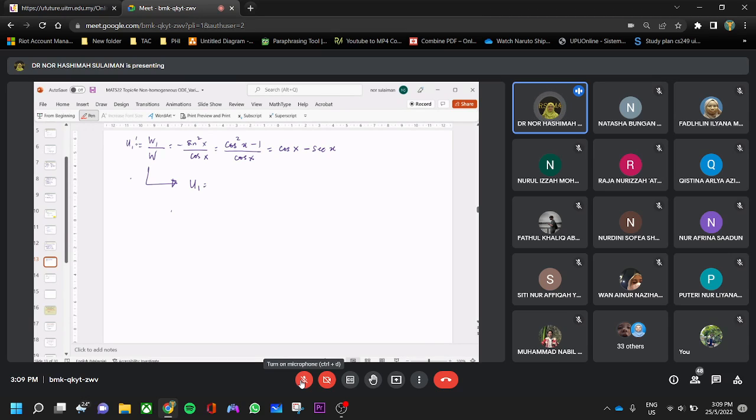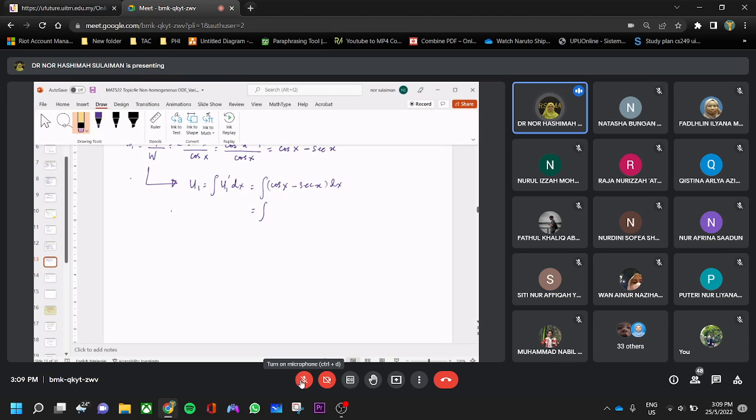integration. What is U1? U1 is simply integration of U1 prime with respect to x. So you have here integration of cos x minus secant x with respect to x. Okay, could you find the results? What is the integration of the cos x? Is it negative sin x or sin x? Is it sin x or negative sin x?